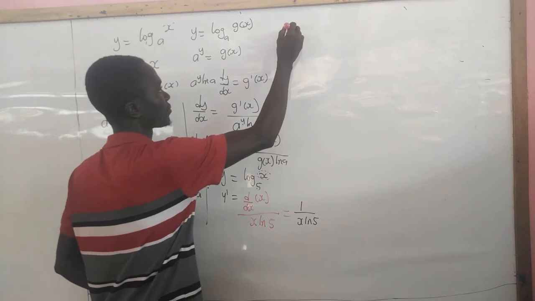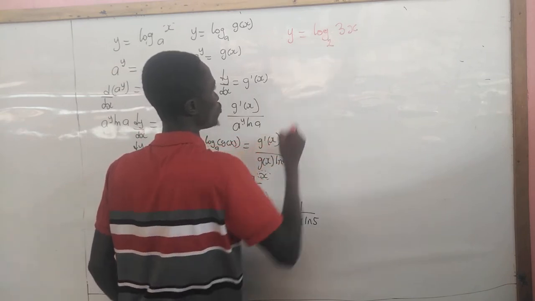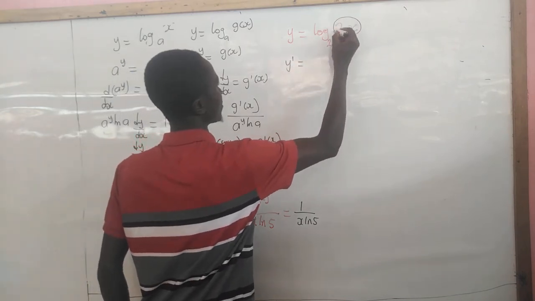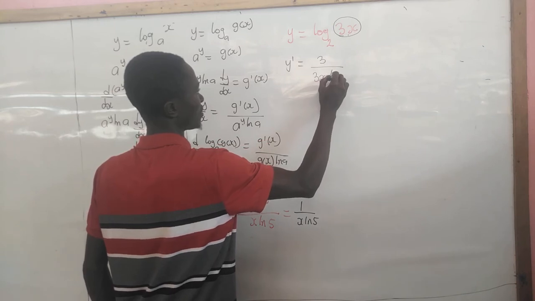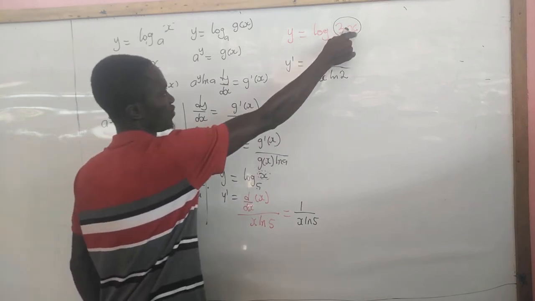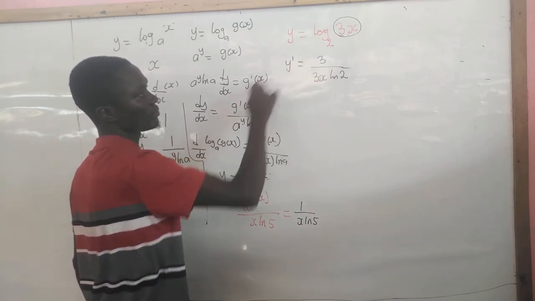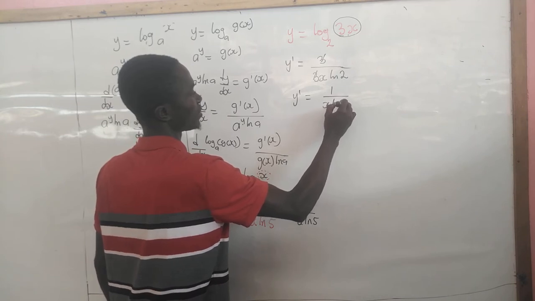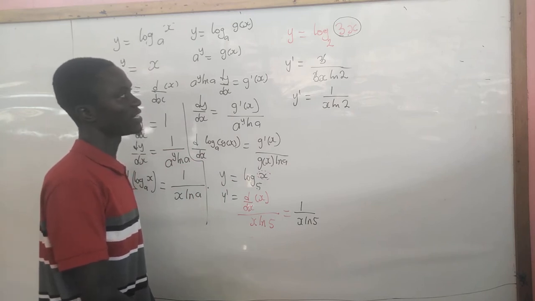Let's take y equal to log 3x to the base 2. So here, y prime will be, you are going to differentiate this, and that will give us 3 divided by the same thing, 3x natural log of the base 2. That's what we have here. You take g of x, you differentiate it, then you divide it by g of x times natural log of a, that is the base. So here, this 3 will cancel this 3. We have y prime equal to 1 divided by x natural log of 2. Wow. Very, very simple.